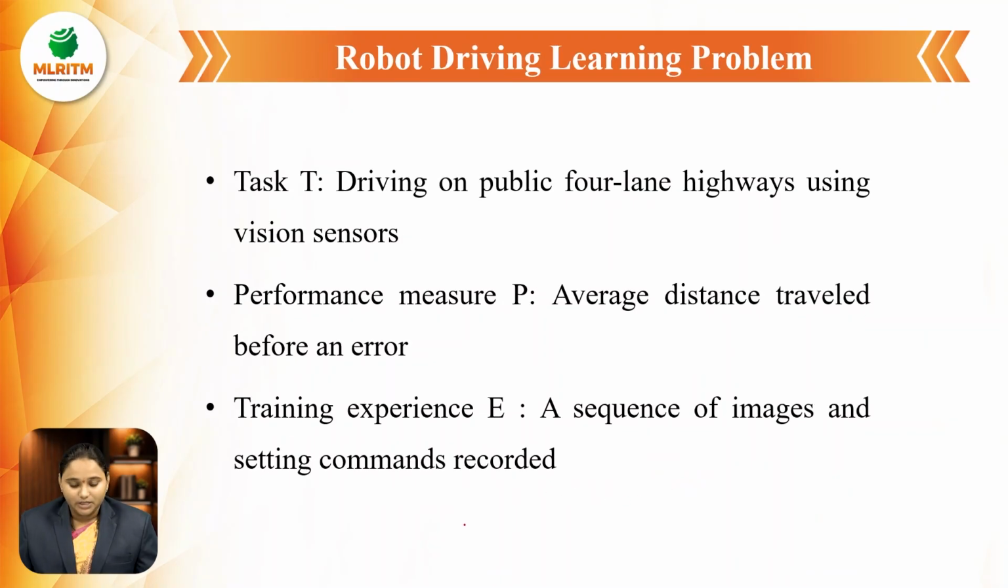Next, we have another example, the robot driving learning problem. The task is driving on public four-lane highways using vision sensors. The performance measure is the average distance traveled before an error, and the training experience is a sequence of images and steering commands recorded.